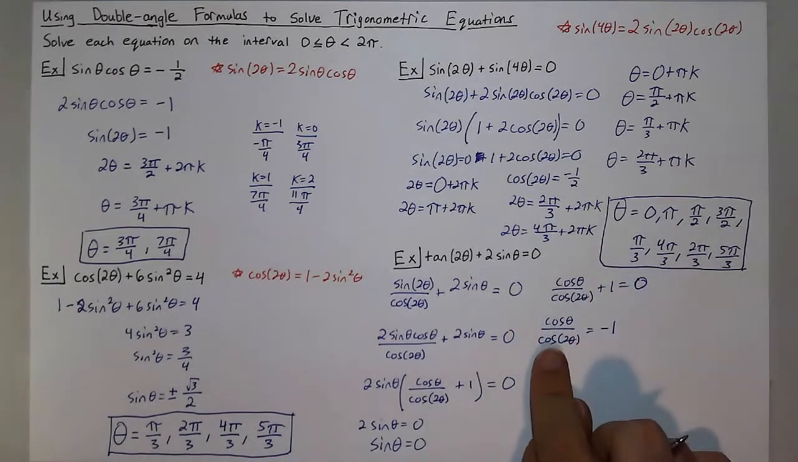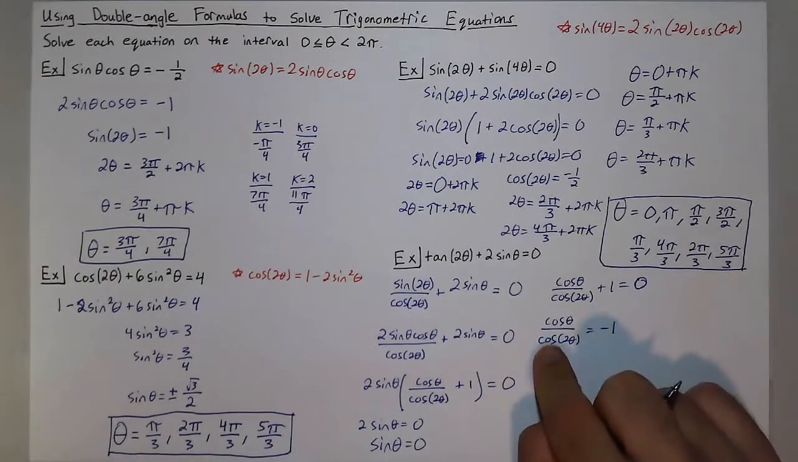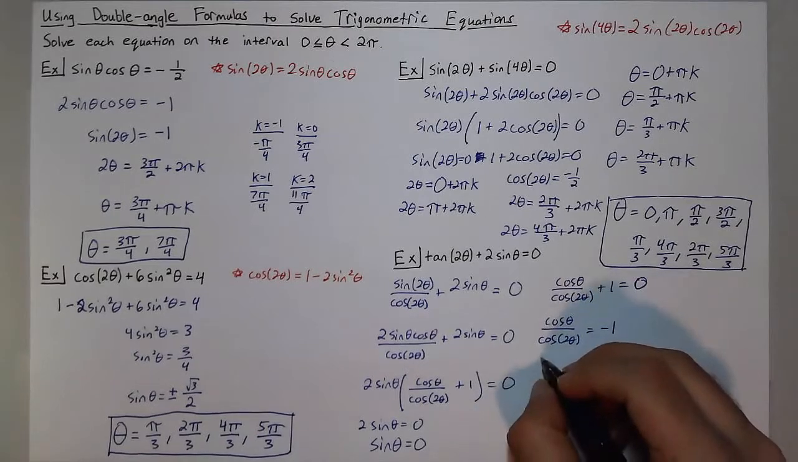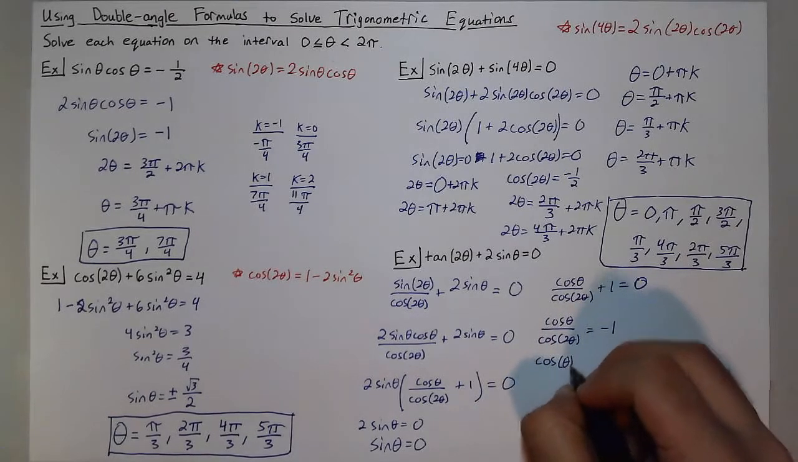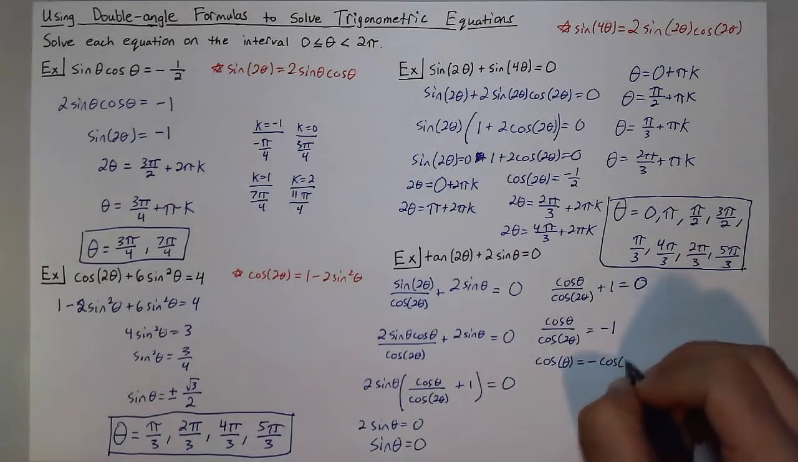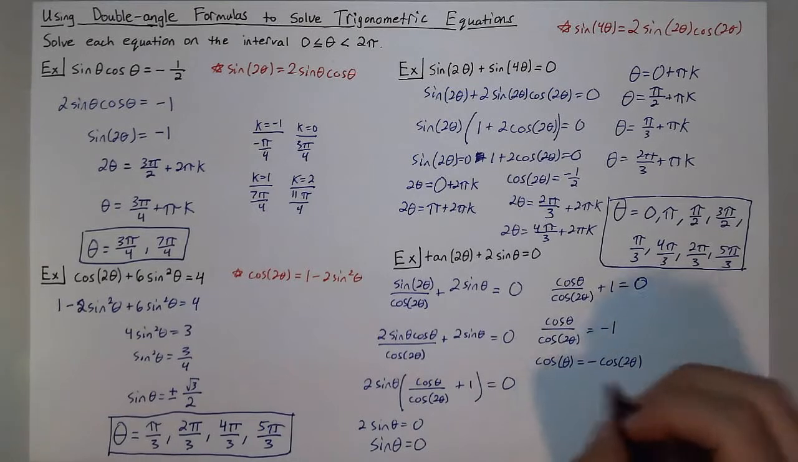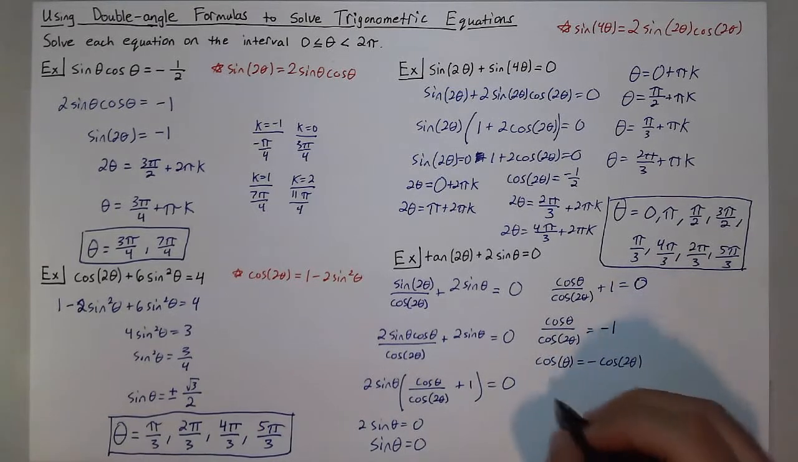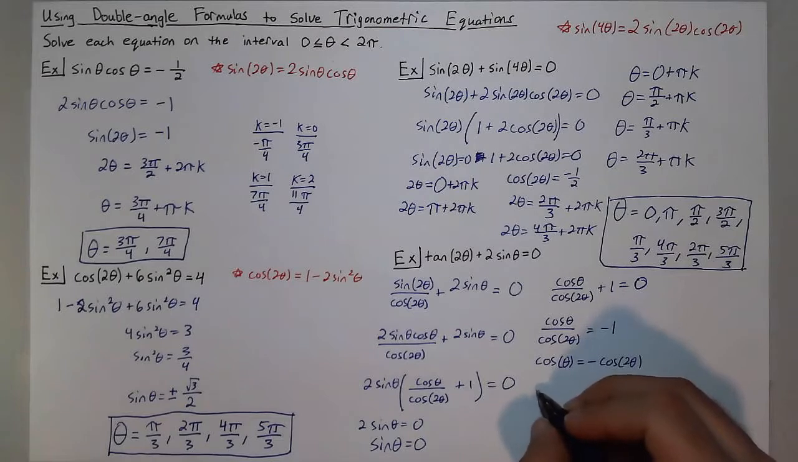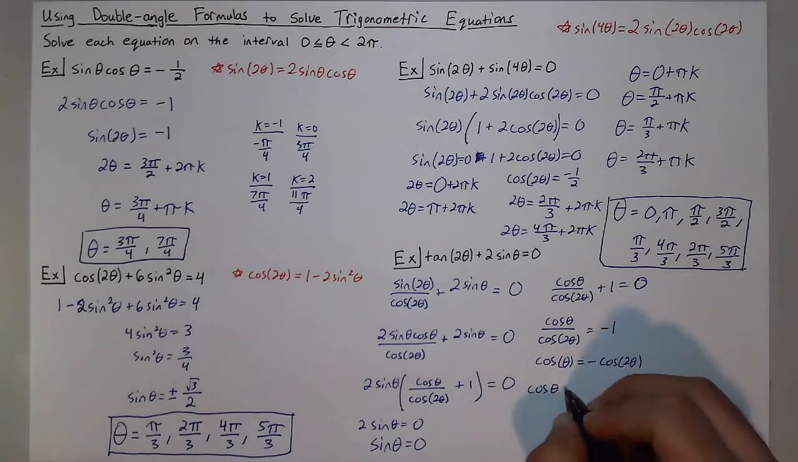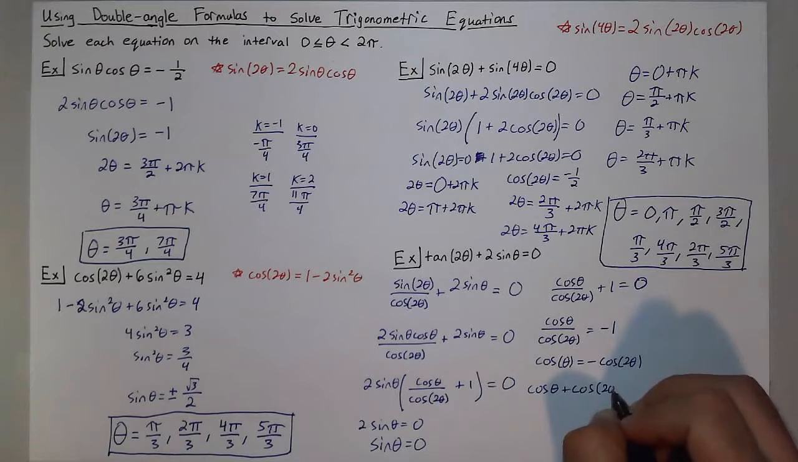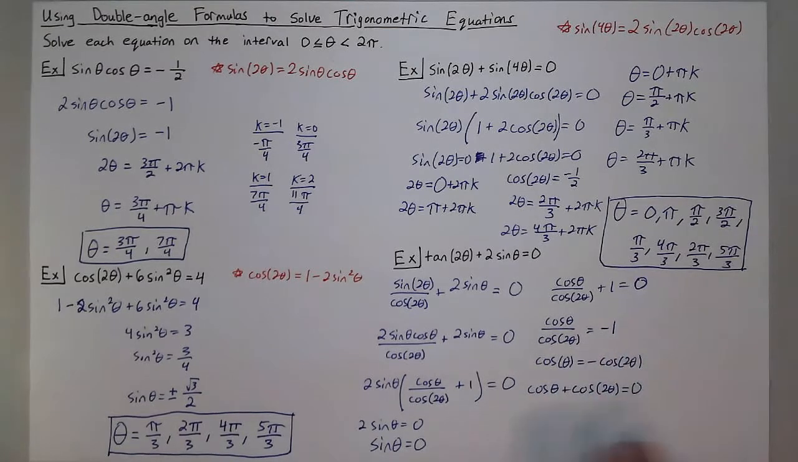And then I can get this cosine of 2 theta out of the denominator by multiplying it to each side, giving me cosine of theta equals negative cosine of 2 theta. And then I can add it back to the left so I can start to factor, hopefully. So now I have cosine of theta plus cosine of 2 theta is equal to 0. Now, these aren't the same angle on the inside, so I can't combine them, nor can I factor yet.